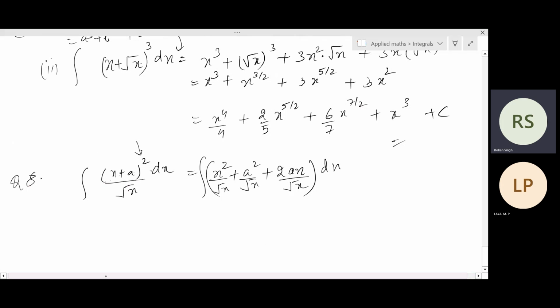Next we know that this can be simplified to give you x raised to the power 2 minus 1 by 2, which will be 3 by 2, and then we already know this, so this is 2 raised to the power 3 by 2, so 3 by 2 plus 1 will be 5 by 2, and then you'll get 2 by 5 x raised to the power 5 by 2, and then a square is constant, take that out, 1 over square root of x is 2 root x, and then this is square root of x, so we'll get 3 by 2 and 2 by 3, that is 4 by 3 a x to the power 3 by 2 plus c.